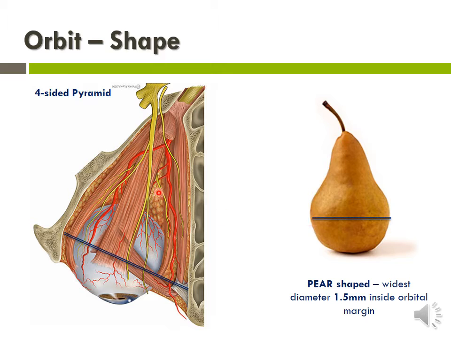Okay, or otherwise, as we already discussed, it has the shape of a four-sided pyramid. So remember that the shape of the orbit is either a four-sided pyramid or the shape of a pear.